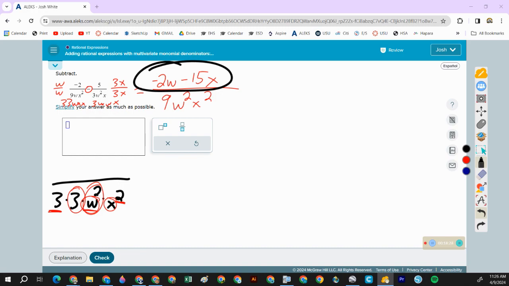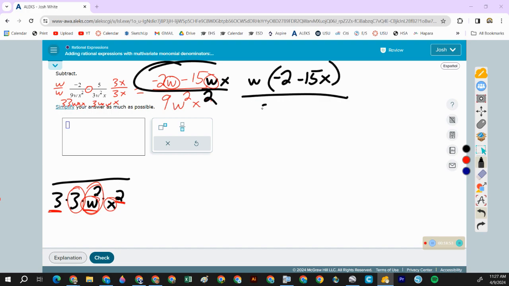What if it said negative 2w minus 15wx? So I pull that w out, so I can pull this out. So w times negative 2 minus 15x over 9w squared x squared. And now this w will get rid of one of those w's. So that would be the final answer. So at the end, you always need to check to see if it simplifies.